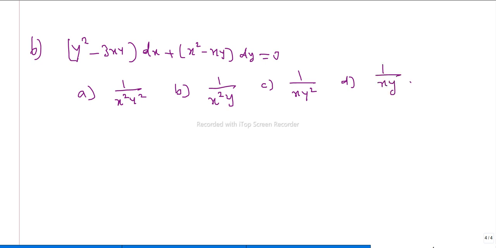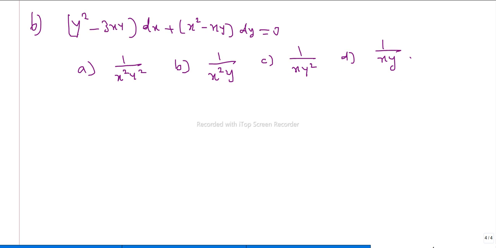So what is the integrating factor of this one? Similarly you find dou m by dou y, dou n by dou x and all those things. Here m equals y square minus 3xy and n is x square minus xy.